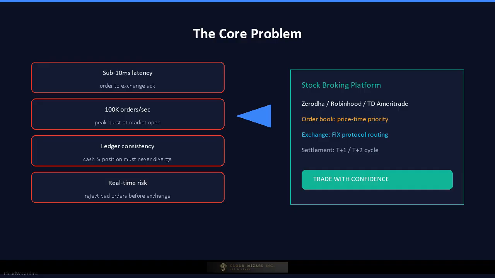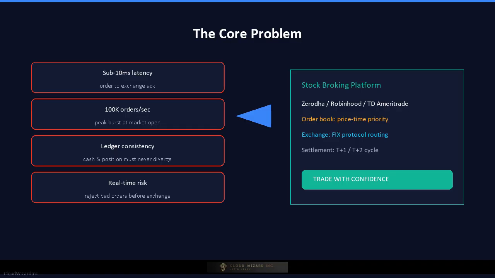Here is the core problem. A retail investor opens the Robinhood or Zerodha app and taps buy on 100 shares of a stock. Within milliseconds, that order must be validated against the user's available buying power and margin limits, routed to the correct exchange or alternative trading system, matched against a counterparty order in the order book. A trade confirmation must be sent back to the user, the ledger must be debited, and the regulatory reporting pipeline must be triggered.